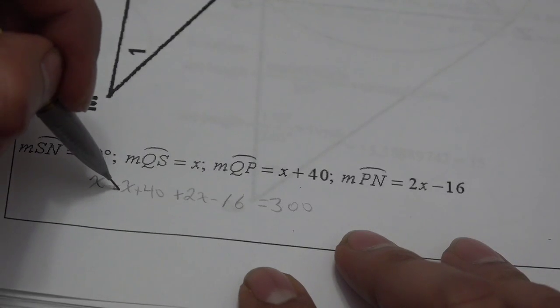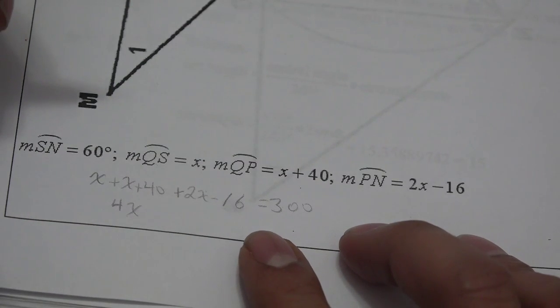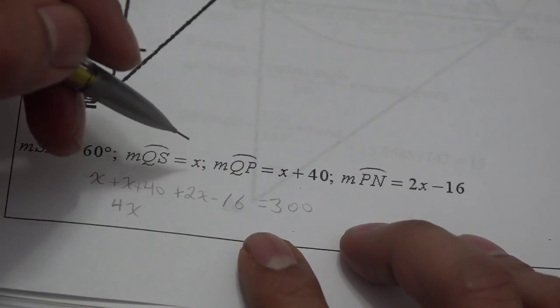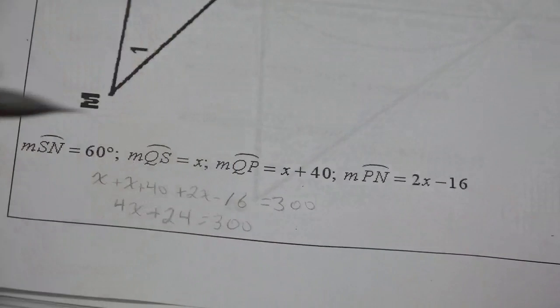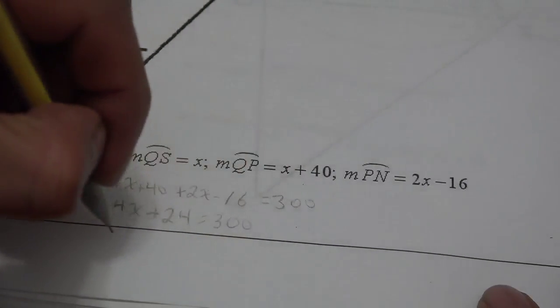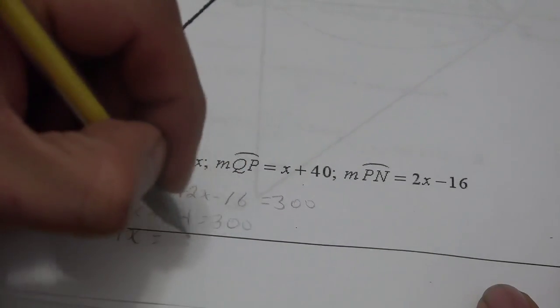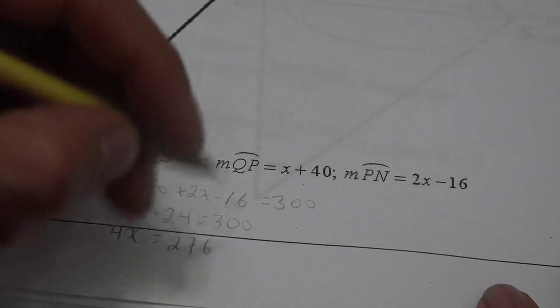Add the like terms. X plus 2X is 3X... X plus X is 2X, plus 2X is 4X. 40 minus 16 is 24. And that equals 300. Now I am going to subtract 24. So I get 276. So 4X equals 276. Then I'm going to divide by 4. You already know that. So I get X equals 69.